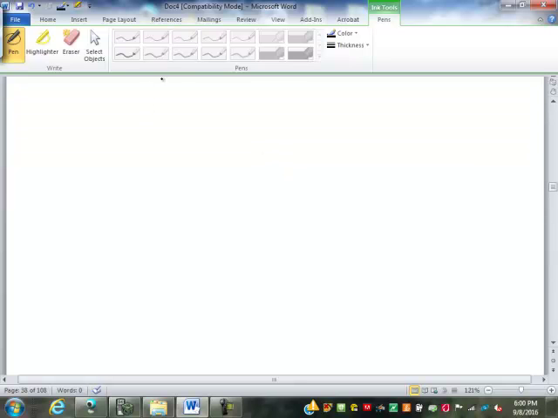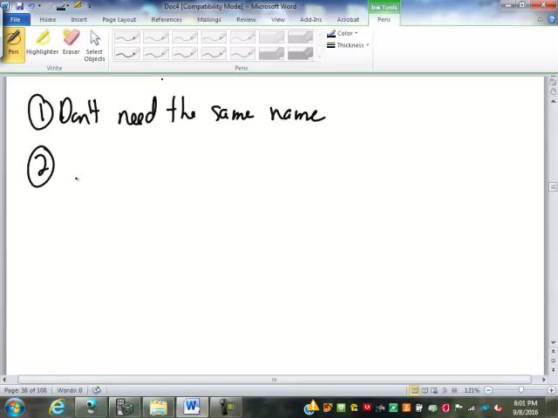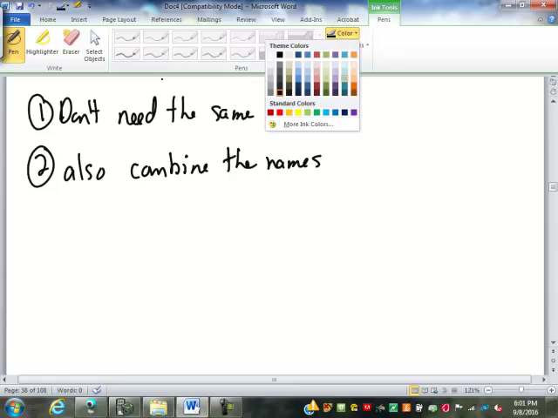So we've done addition and subtraction, and the big thing is, just like with any other form of number, when we add or subtract, we can only combine things that have the same name. So now let's look at multiplication and division. The big thing with multiplication and division is we don't need the same name. And we're going to also combine the names, whereas when we added or subtracted, we just kept that same name.